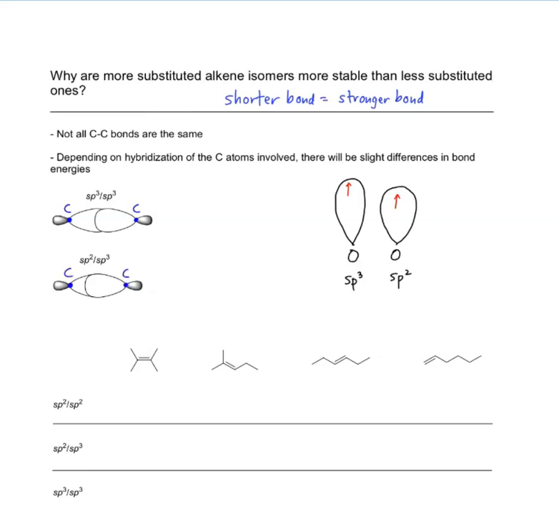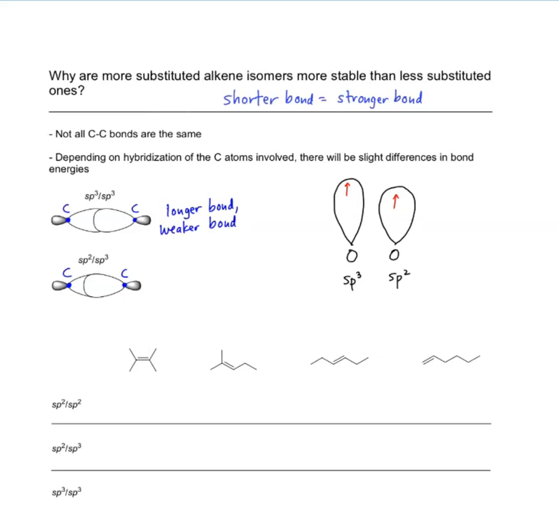So a bond between two sp3 hybridized carbons is going to be a longer bond, and thus a weaker bond, than a bond between an sp2 carbon and an sp3 carbon. So those will be shorter bonds, which are stronger bonds. Now notice that there's nothing here that's saying that sp3 carbon-carbon bonds are inherently weak bonds. We're just saying that they're weaker than their sp2, sp3 counterparts.